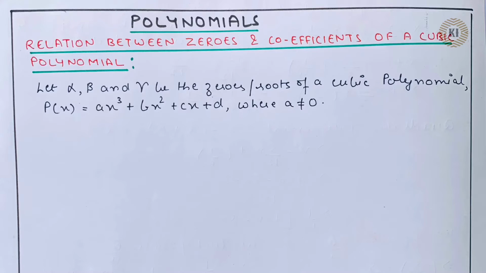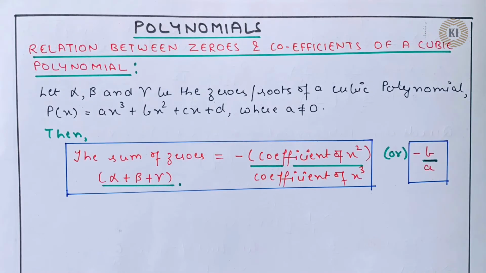So first of all, what is a cubic polynomial? A cubic polynomial is a polynomial whose degree is 3. Degree is 3 means the highest power of the variable is 3. So let alpha, beta and gamma, there will be 3 roots or 3 zeros in this case. Let those be the roots of the cubic polynomial whose general form is ax cube plus bx square plus cx plus d. Okay, so suppose 3 roots are there. Then the sum of roots, that means alpha plus beta plus gamma, will be equal to minus b by a, as it was in the case of the quadratic polynomial.